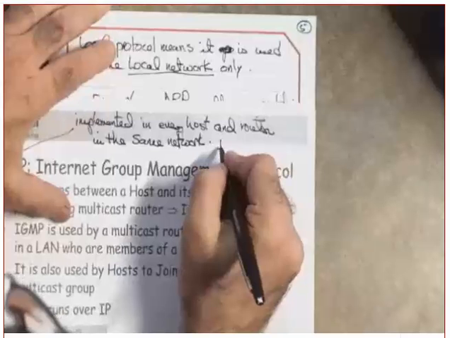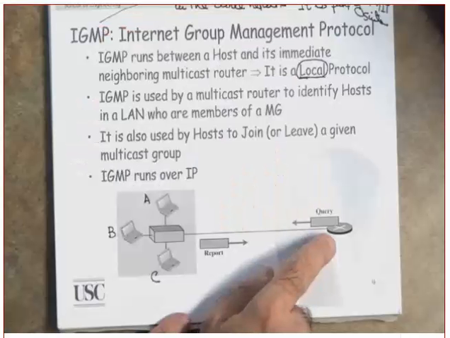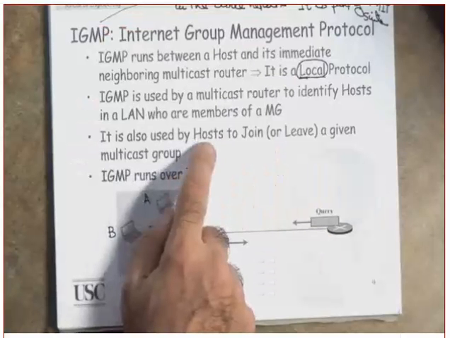Clear? So the response to the inquiry is called a report, a membership report. A membership report is sent by the host to either join or to leave a group. We call it a membership report. Let's look at the join first. Inquiry. This one will send a report. Now answer me the following question: will this one see the report?